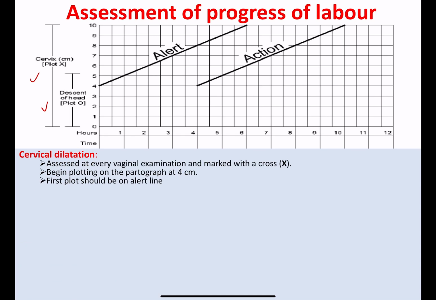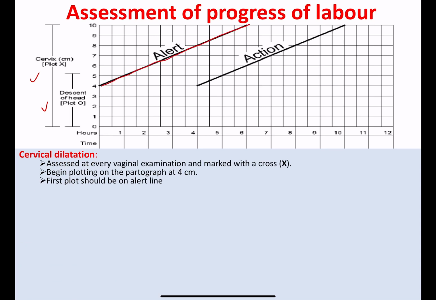So we can see over here the assessment at every vaginal examination, which is marked with an X. We have to begin the plotting of the cervical dilatation after the cervix is dilated 4 centimeters. We cannot start before it is 4 centimeters, right? And the first plot should be on the alert line. Whether the patient has arrived in the hospital at 4 centimeters or at 5 centimeters dilatation, the first plotting should be on this alert line, okay?